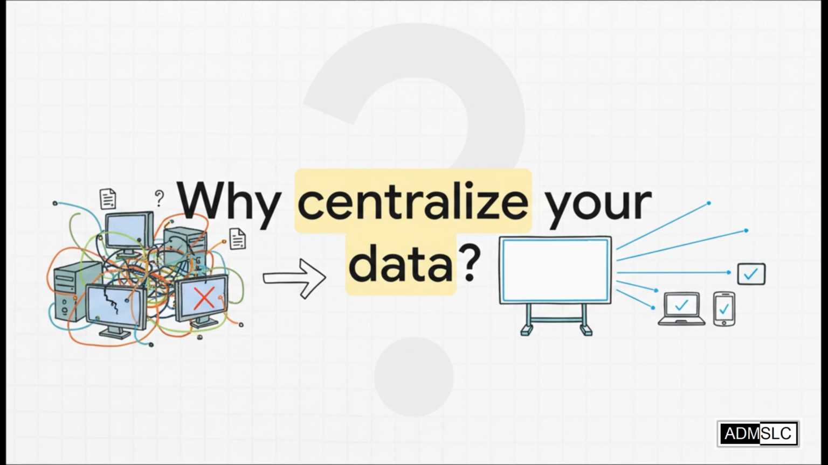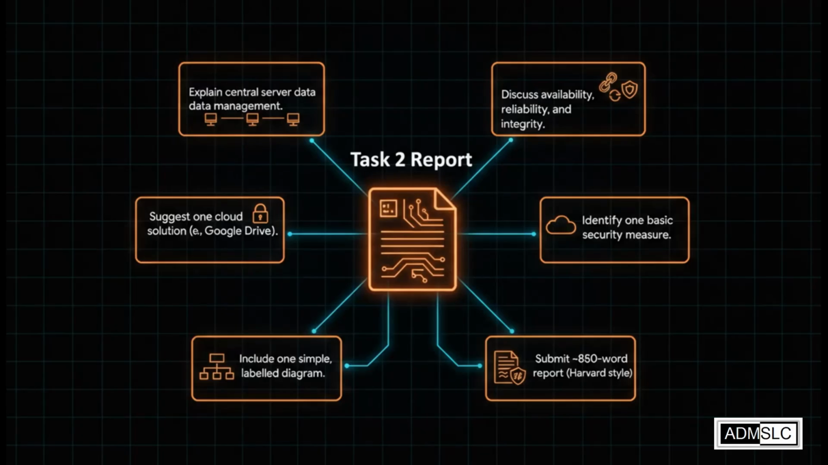You've got different versions of the same file floating around, nobody knows which one is the latest, and if someone's laptop dies, well, poof, those files might be gone forever. The whole point of this task is to fix that chaos by proposing a move to a centralized system. For this task, you're writing a report, and here's exactly what needs to be in it.